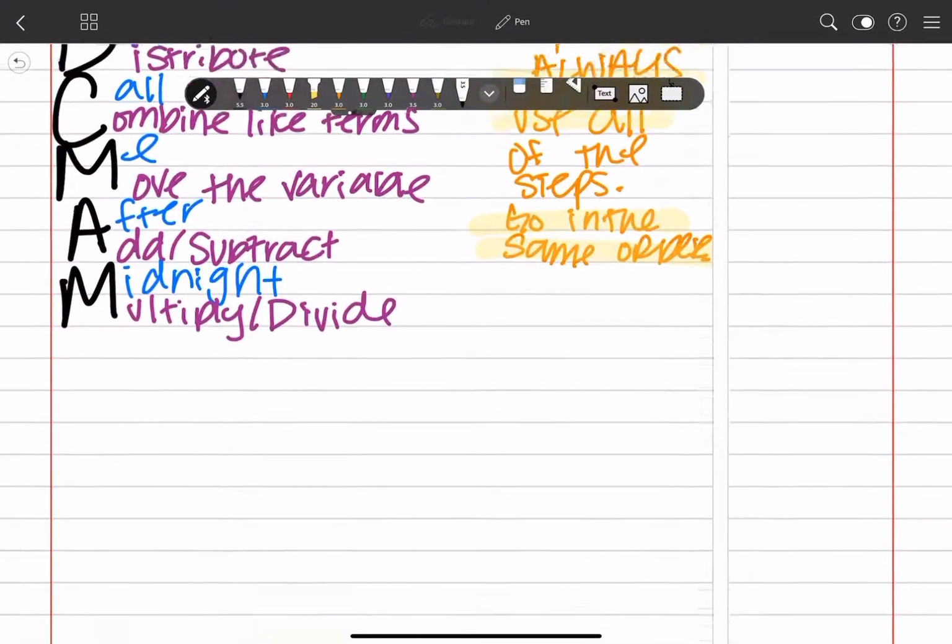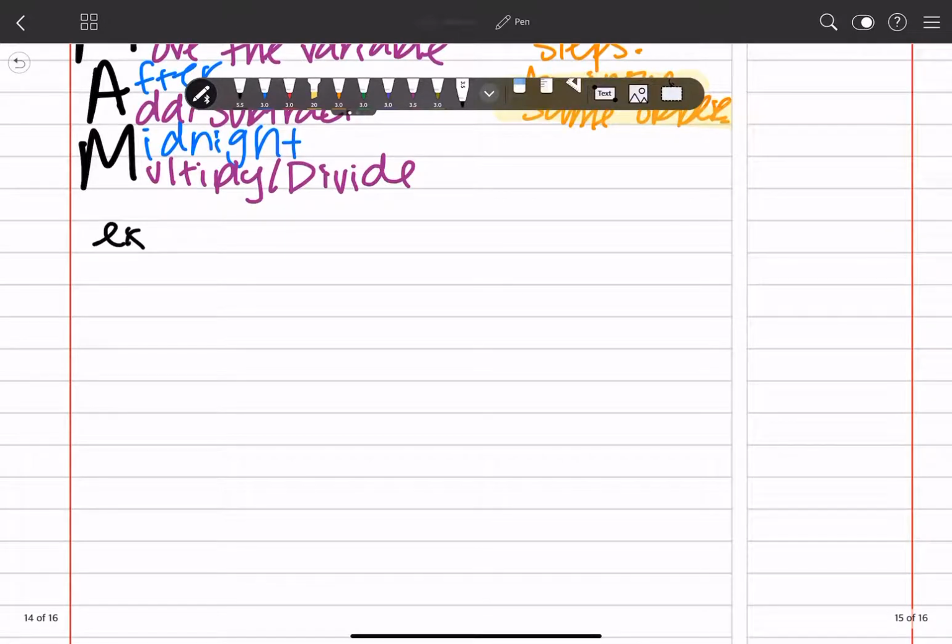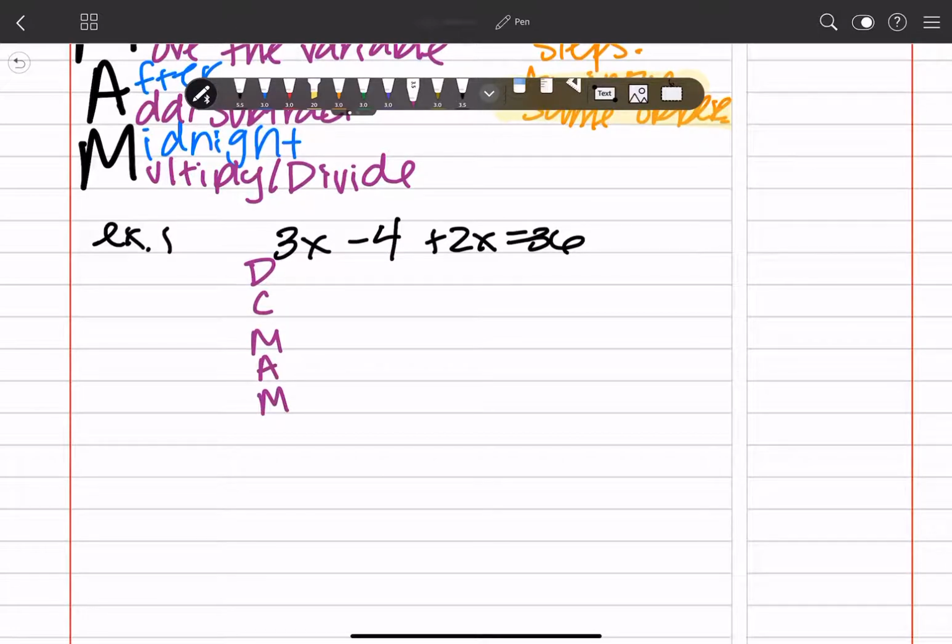Our first problem is example 1, and we're going to start off easy. It's going to be 3x minus 4 plus 2x equals 36. We did a problem like this the other day with our 1 and 2 step equations. All you need to do is go in don't call me after midnight order. What I recommend you do is say don't call me after midnight, and go through each of the steps.